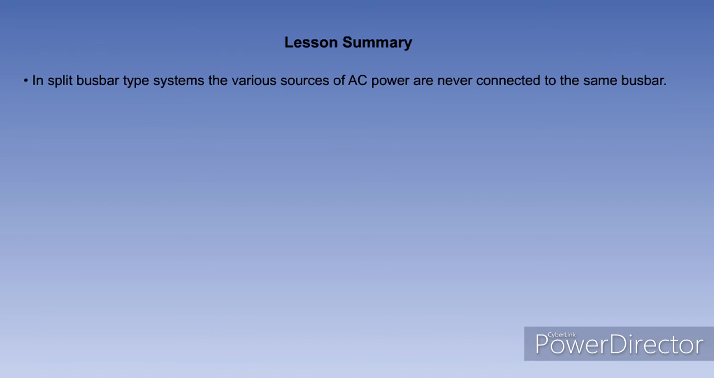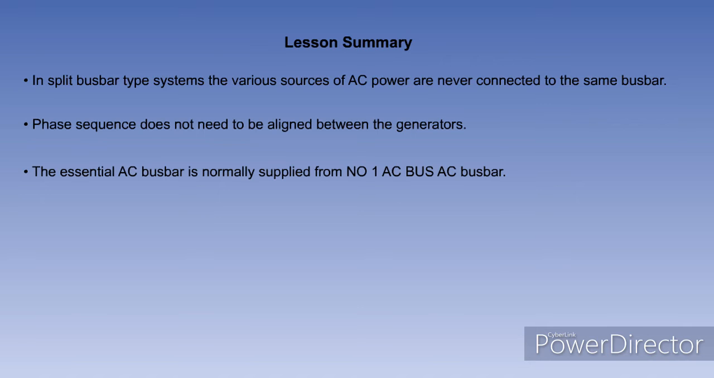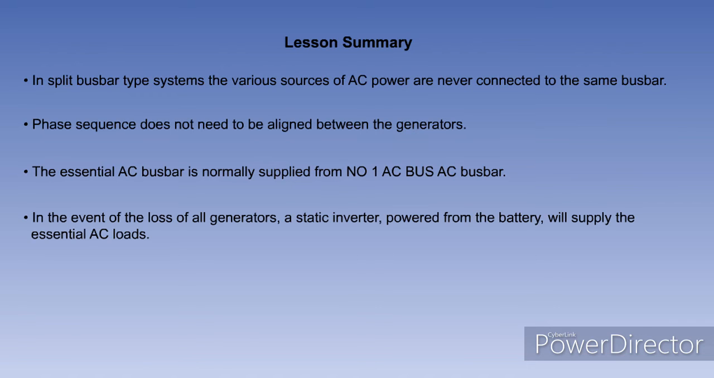Here are the other points you should take from the lesson. Because the generators are never operated in parallel, phase sequence does not need to be aligned between the generators. In most systems, the essential AC busbar is normally supplied from number 1 AC busbar. In the event of the loss of all generators, a static inverter, powered from the battery, will supply the essential AC loads.